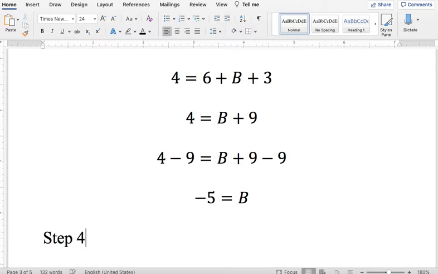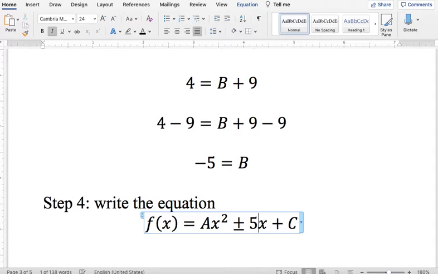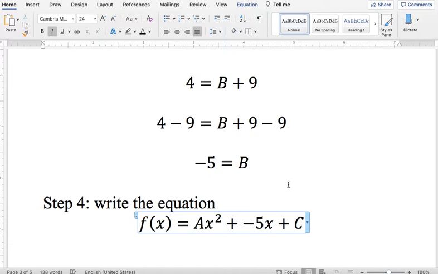So I guess your step 4, write the equation. Sure. b is negative 5. Your c was positive 3. Your a was 6.